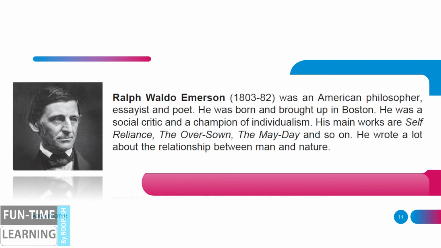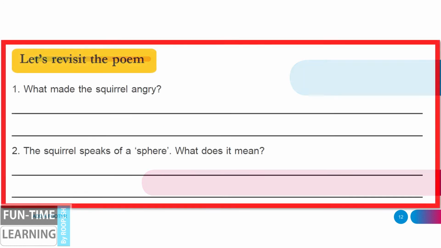Here is our poet Ralph Waldo Emerson. He was an American philosopher, essayist and poet. And here he also wrote a lot of poems about the relationship between man and nature. And here we have an activity for revisiting the poem. What made the squirrel angry? I hope you know the answer of this question.